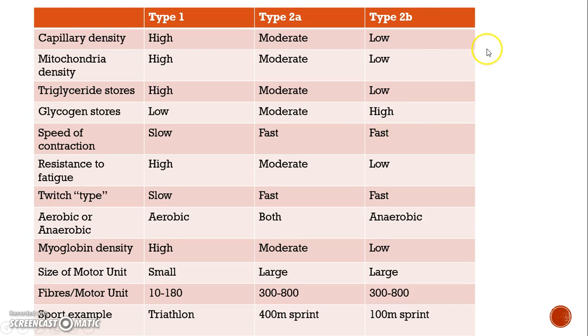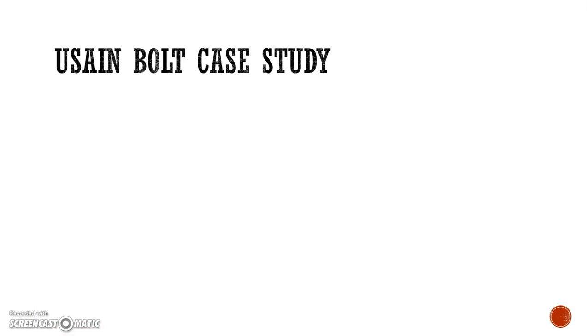Now, this is important because it's so fast, we don't have time to use oxygen as a fuel. We cannot have triglyceride stores as our main energy source. It just won't work. We haven't got time to break them down. We need lots of glycogen, lots of simple sugars, which are there ready to use quickly because we're only going for 10 seconds. Therefore, that is what makes this muscle fiber type perfect for Usain Bolt.